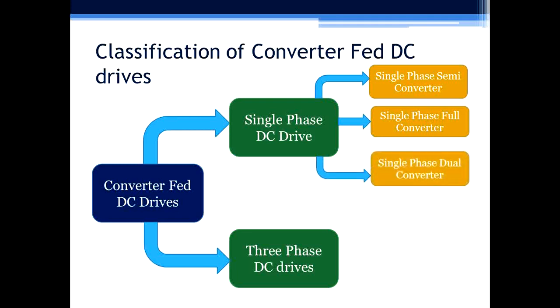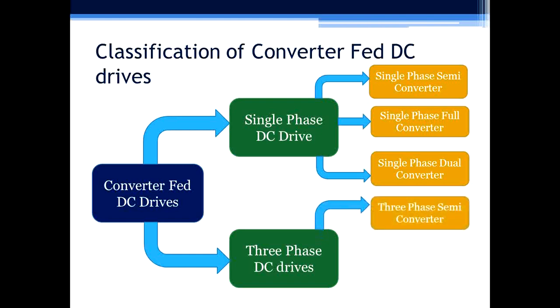In order to get four quadrant operation, we need to connect two single phase full converters in anti-parallel, with the load connected in between. The first converter will give you two quadrant operation and the second anti-parallel converter will give you another two quadrant operation. In total, this converter will drive your motor in four quadrant operation. That means you will get forward motoring, forward braking, reverse motoring and reverse braking.